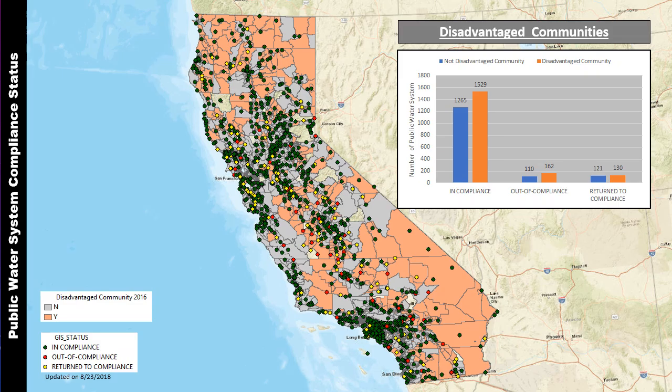The next indicator is disadvantaged community. A lot of people have impressions that out-of-compliance public water systems are in disadvantaged community. In order to verify this assumption, we overlay the public water system with disadvantaged community boundary. We found out that indeed there are more out-of-compliance public water systems in disadvantaged community, which we can see from the charts. However, there are also more in-compliance water systems in the disadvantaged community compared to non-disadvantaged community. This shows that this indicator is very important, but it's not the main driver.